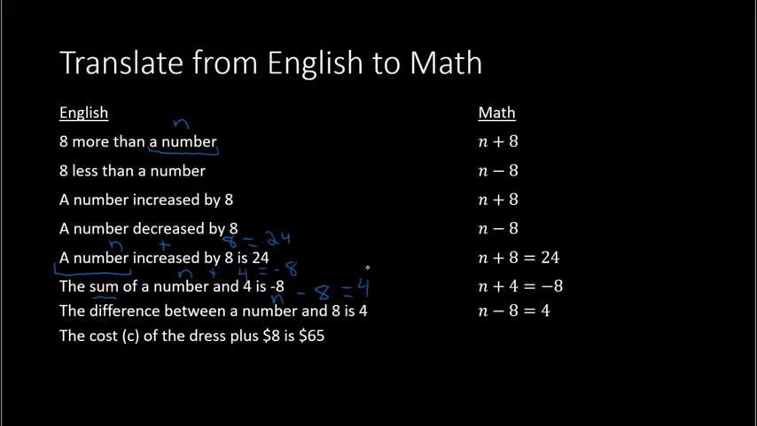Next we have the cost, C, of the dress plus 8 is 65. So we have the cost, C, so we have C plus 8 is or equals 65. So my equation would be C plus 8 equals 65.